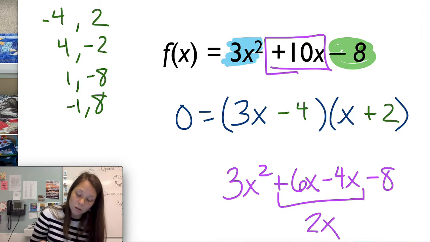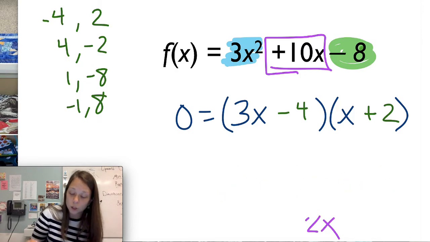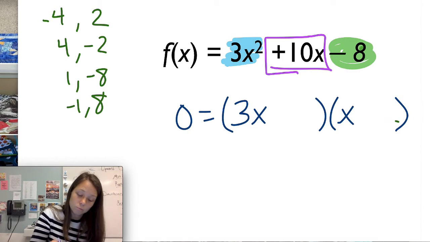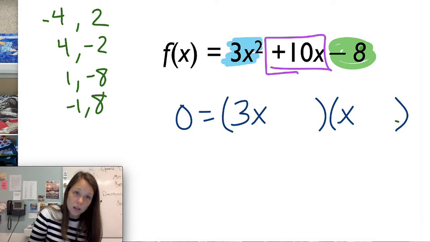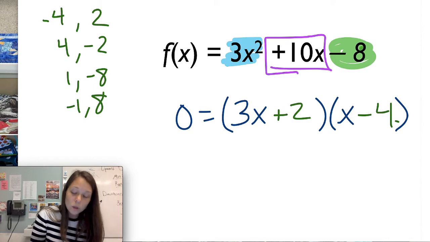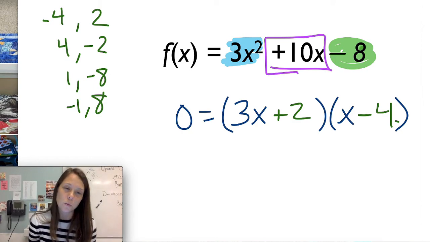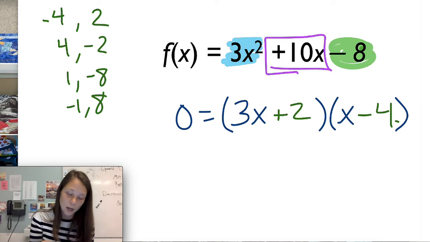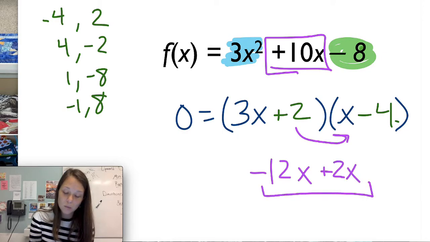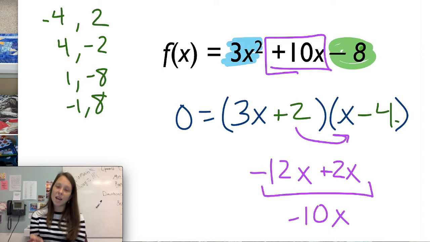So what I'm going to do from here then is flip-flop my 4 and 2 and see if that helps or gets me closer to the 10. So I'm going to say plus 2 and minus 4. I'm really concerned with my middle terms, so I'm not going to go through the process of multiplying the 3x by the x this time. Now I'm just going to focus on how I'm going to get that 10x. So I'm going to do 3x times negative 4, which is negative 12x, and then 2 times x, which is a positive 2x. And when I combine those together, I get negative 10x.